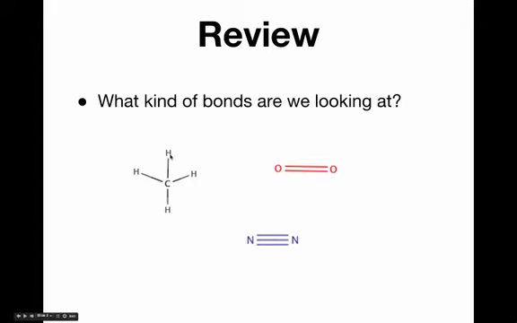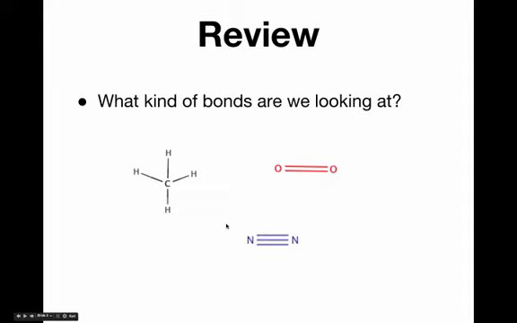in this course. So on this slide, I have 3 different molecules listed. There's this molecule over here that has a carbon in the middle and these 4 hydrogen atoms attached to it. There's this molecule over here, which is 2 oxygen atoms attached to it, and this one over here, 2 nitrogen atoms attached to each other.